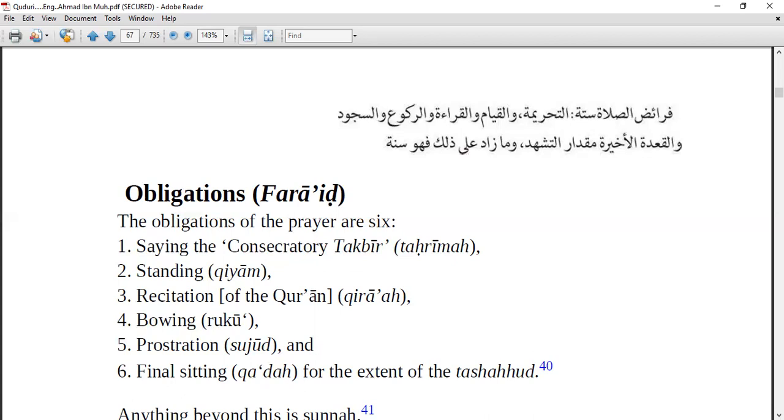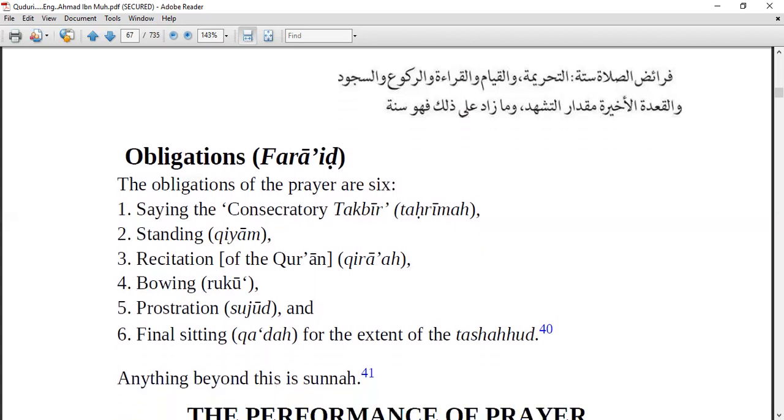Right? Then he says, وَمَا زَادَ عَلَى ذَلِكَ فَهُوَ سُنَّةٌ. Anything beyond these 6 things is sunnah. Now, obviously, a question may come to mind that we've heard about wajibat fi salah. There are things that are wajib. True, there are things that are wajib in salah, but what Imam Quduri means when he says, وَمَا زَادَ عَلَى ذَلِكَ فَهُوَ sunnah, anything beyond this is sunnah, is that the proof of those actions is from the sunnah.